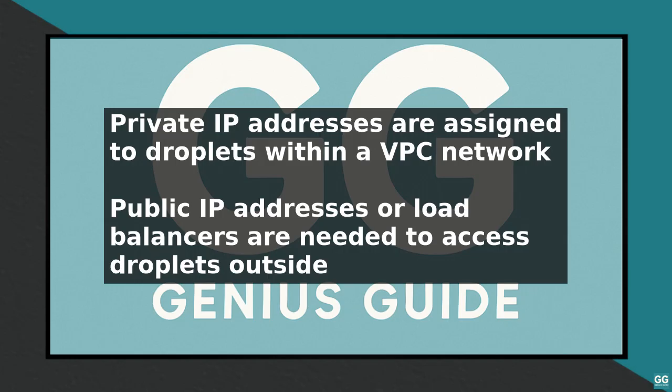Another key concept to understand when working with VPCs in DigitalOcean is the idea of a private IP address. When you launch a droplet in a VPC, it is assigned a private IP address that is only accessible within the VPC network. To access your droplet from outside the VPC, you need to assign a public IP address or use a load balancer.